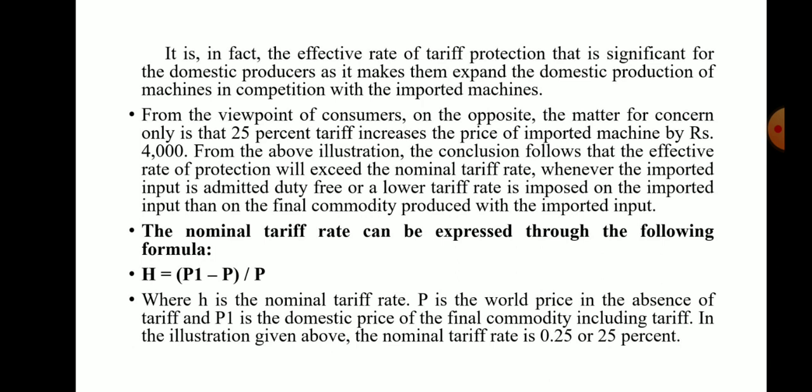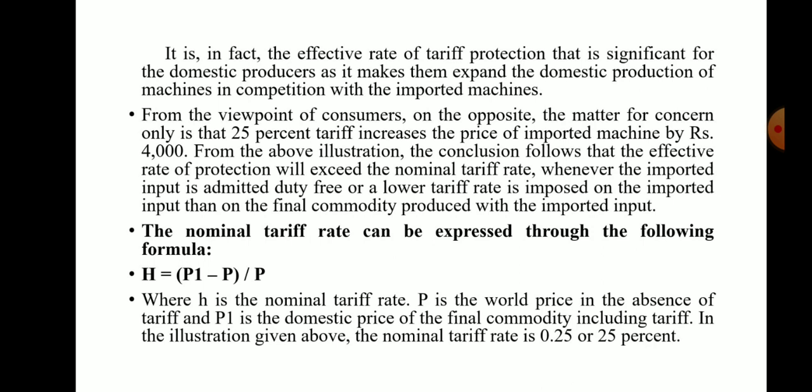From the viewpoint of consumers, on the opposite, the matter for concern only is that 25% tariff increases the price of imported machine by rupees 4,000. From the above illustration, the conclusion follows that the effective rate of protection will exceed nominal tariff rate whenever the imported input is admitted duty free or a lower tariff rate is imposed on imported input than on the final commodity produced with the imported input.